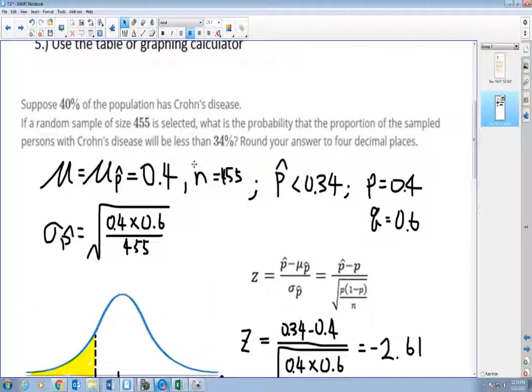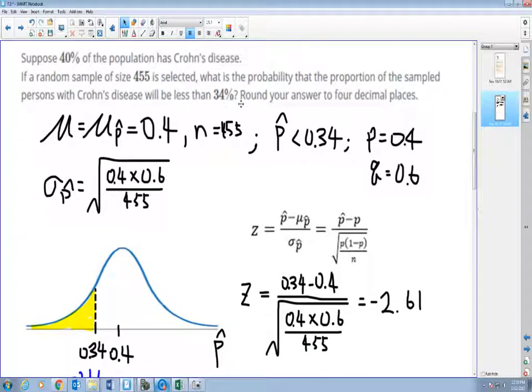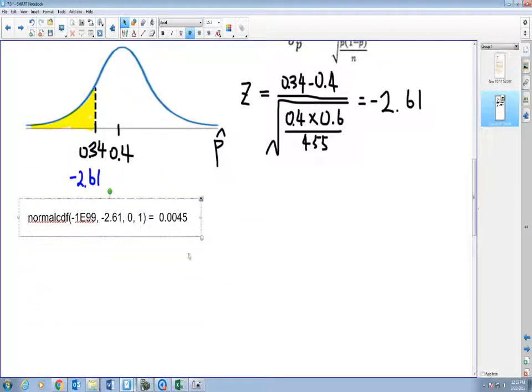Alright, so if I raise my percentage here, if I want to say what's the probability that the percentage of sampled persons with Crohn's disease will be less than 67%, that will be right here to the left. Okay. Those probabilities will be a little bit greater.